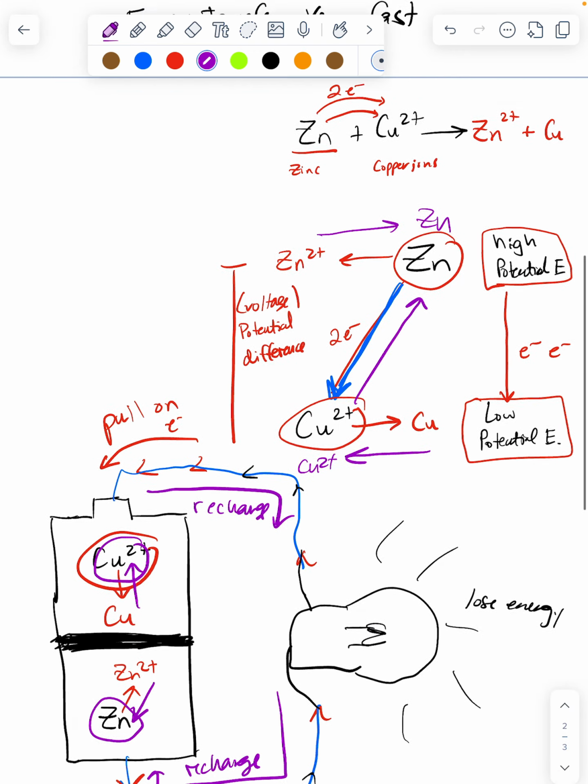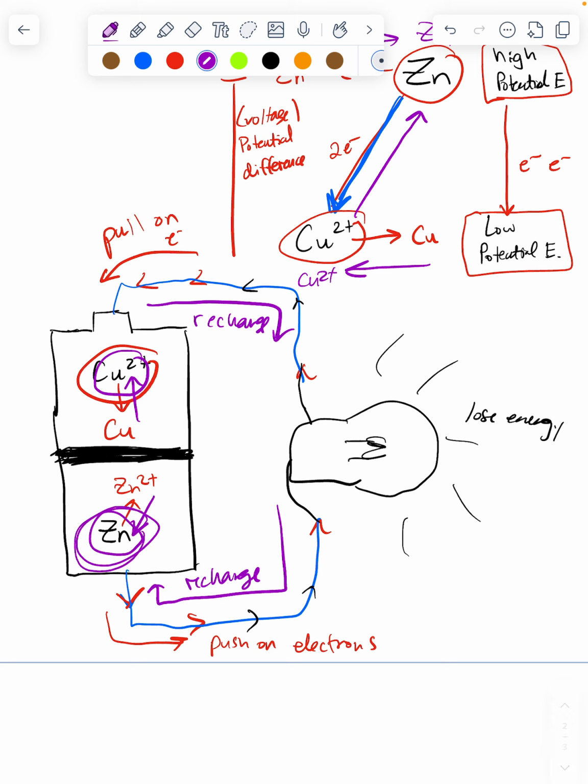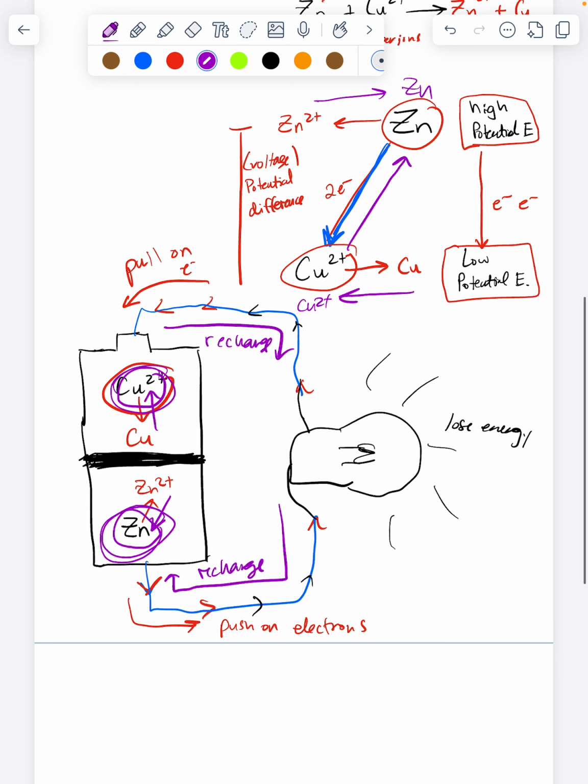Unless the zinc, in this example, the zinc and the copper 2+ are connected, then there's no pull on these electrons. There's nothing pushing or pulling them. So we have to connect to the high and the low potential energy sides of the battery to create the push and pull on the electrons.